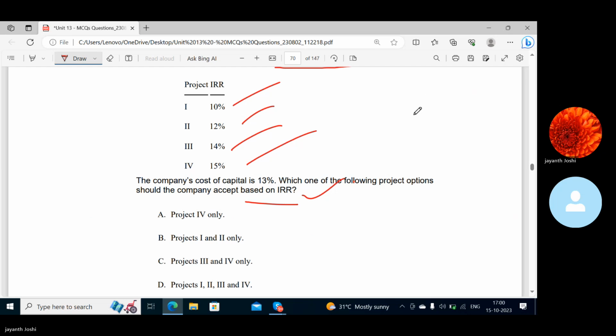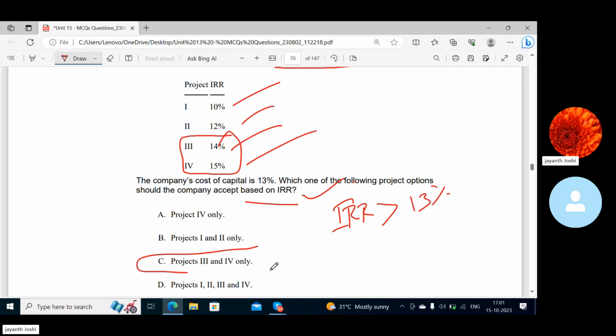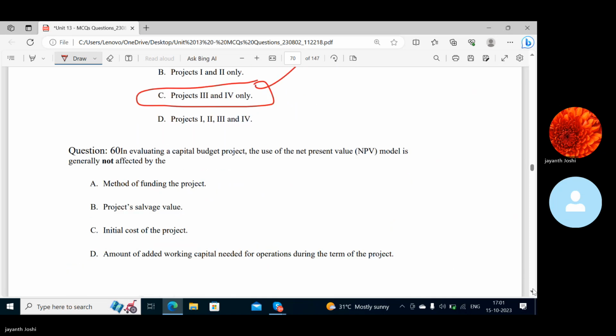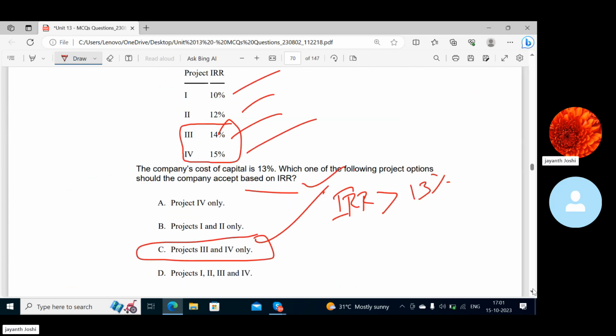Option C. Why? Here the cost of capital is 13%. Both the IRRs are greater than 13%, right? So option C. Very good. Both the IRRs are more than the cost of capital.